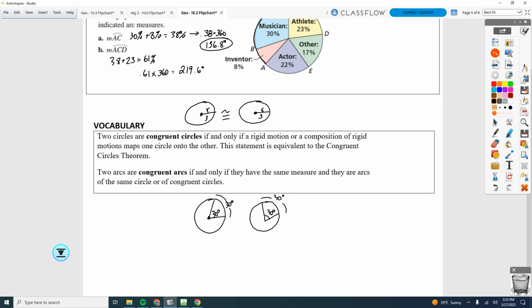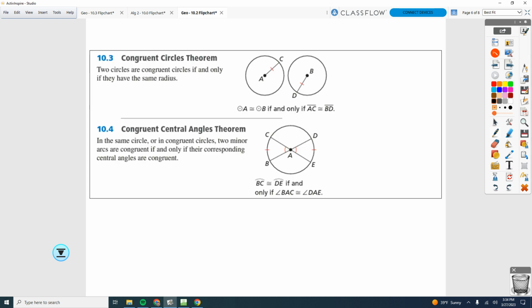We know at least that they're similar to each other, but what we need to know is that the radius is congruent for both of these. Okay, because we can have circles that are similar, so the radius is different, but the arcs have to also have that same congruence. So looking at these theorems, two circles are congruent circles if and only if they have the same radius. So if they don't have the same radius, they're not congruent circles.